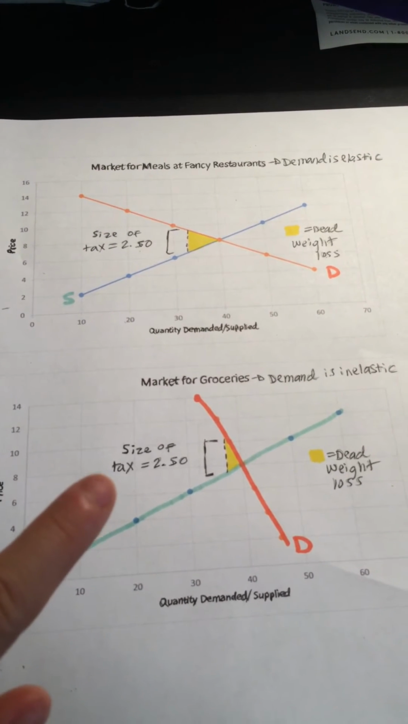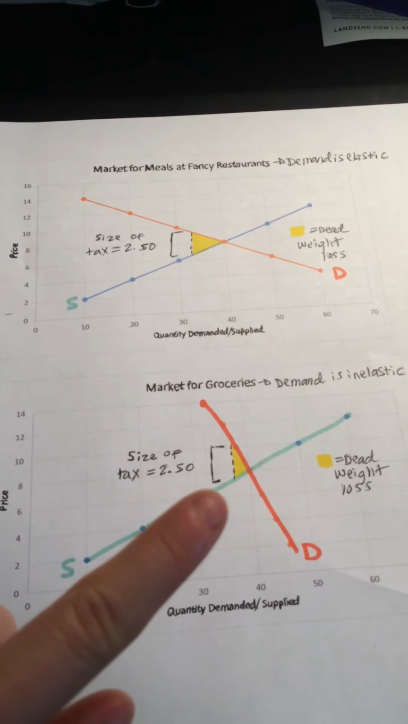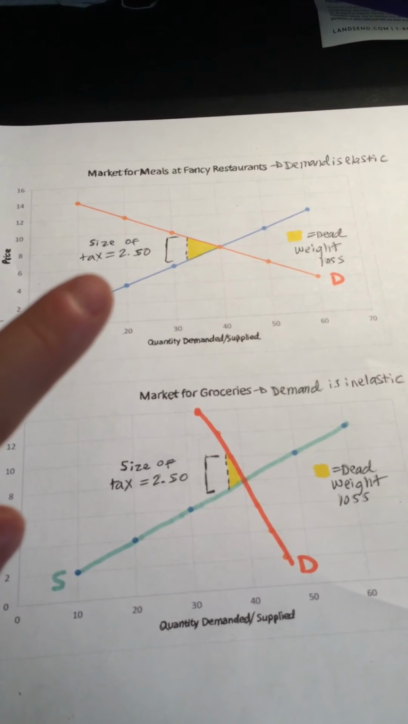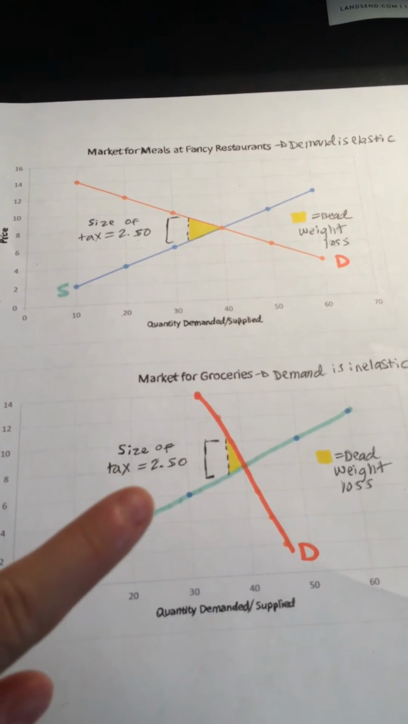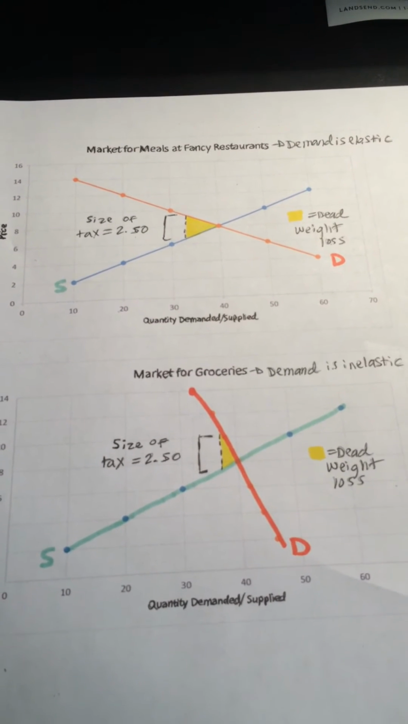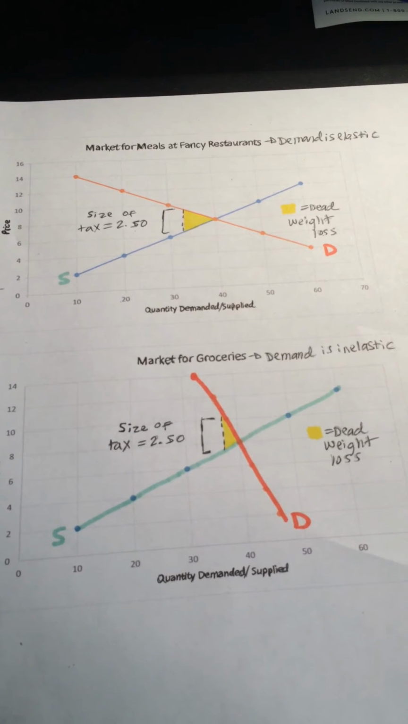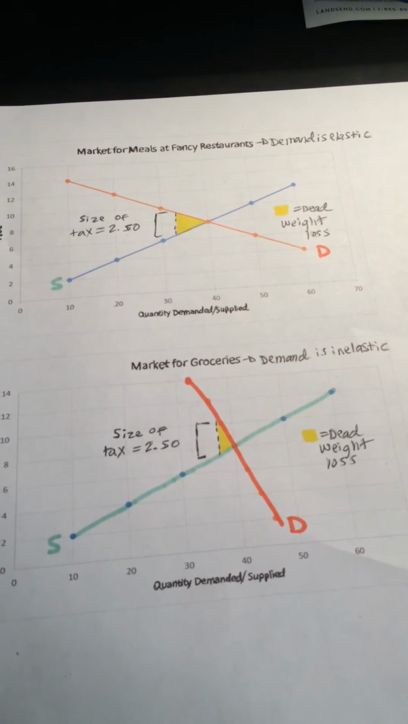And keeping that tax at $2.50, we can see that this yellow space here, our deadweight loss, decreases a little bit compared to this first market here for the meals at fancy restaurants. So this just shows how in the market for groceries, demand is more inelastic. And with a smaller deadweight loss, it is harder for consumers to leave the market.